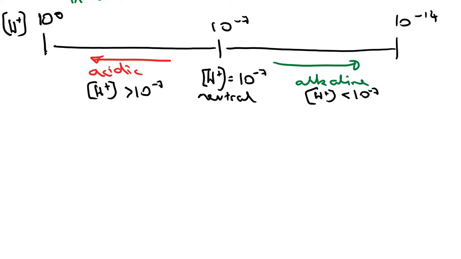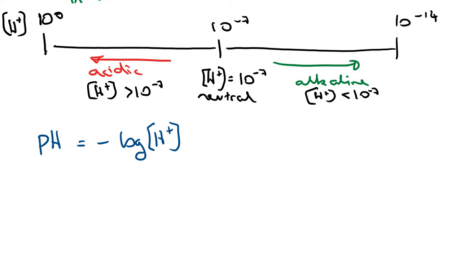Now, we don't usually quantify an acid by just the concentration of hydrogen ions because the numbers are so small. So what we do is we convert them to a logarithmic scale called a pH scale. So the pH of a solution is equal to minus the log of the hydrogen ion concentration.